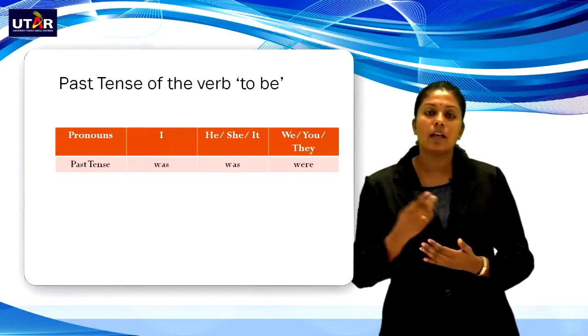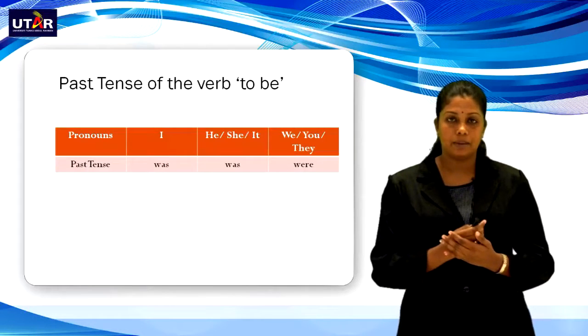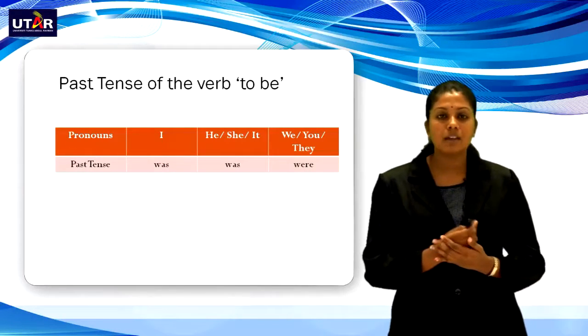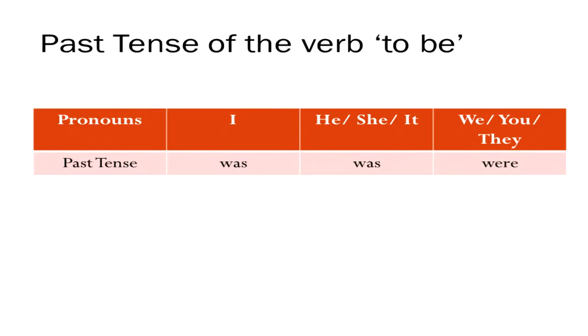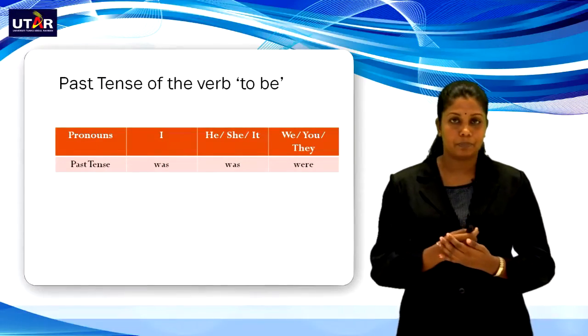Now let's look at the past tense of the verb to be. For the pronoun I, you use was. For he, she, it, which is the singular subject, you use was. And for we, you, and they, we use were.